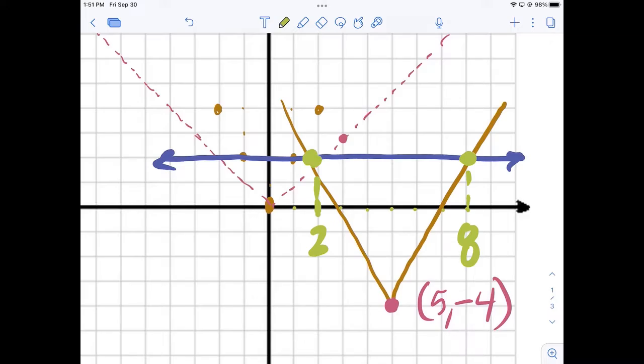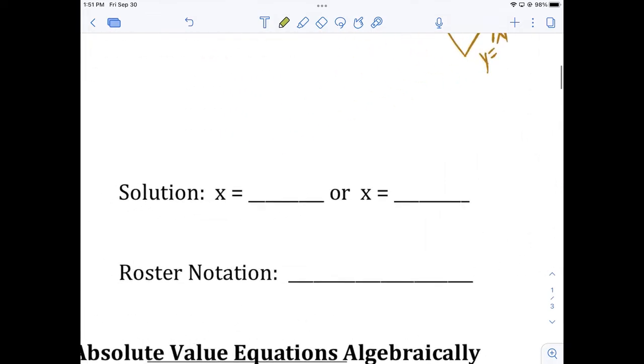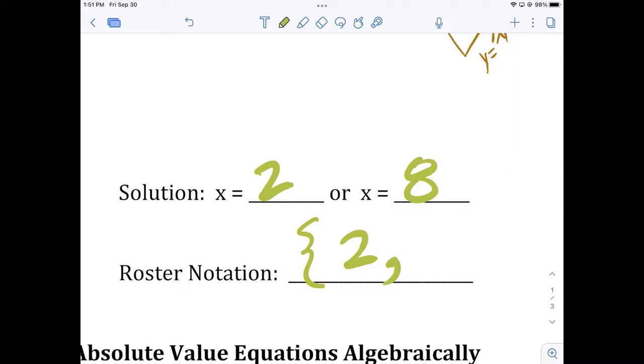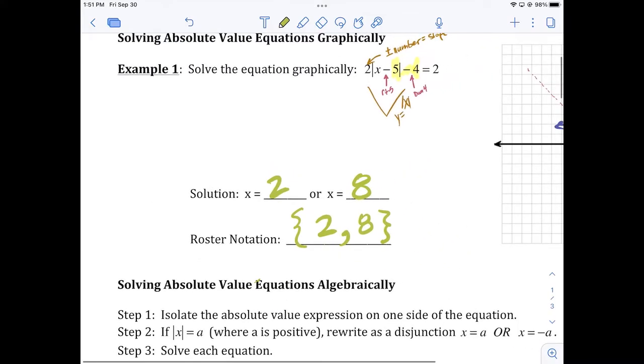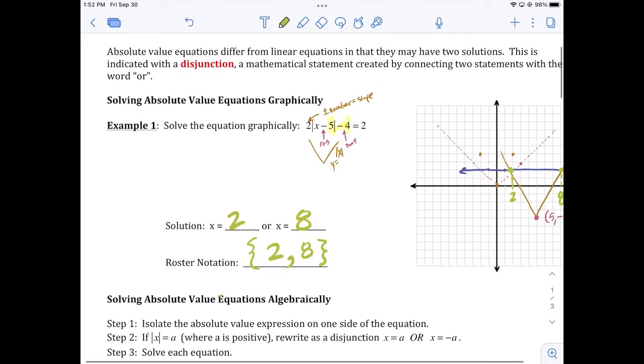Okay. All right. So we'll say x equals 2 or x equals 8. And in roster notation, some of the people missed this on the test. Remember, a roster is just a list. And we use the set notation like that. So roster is a type of set notation. We have set builder and roster. Set notation has set builder and roster. Okay. That was fun. Fun, easy.